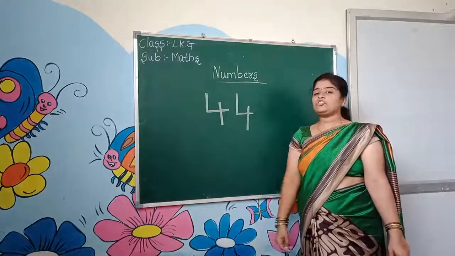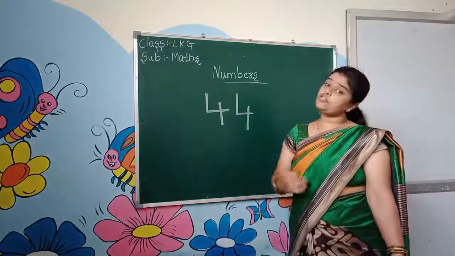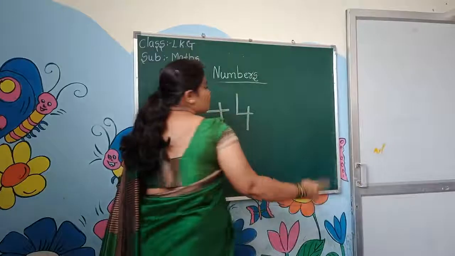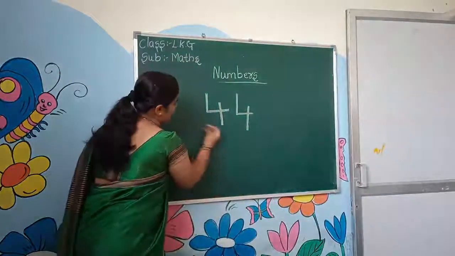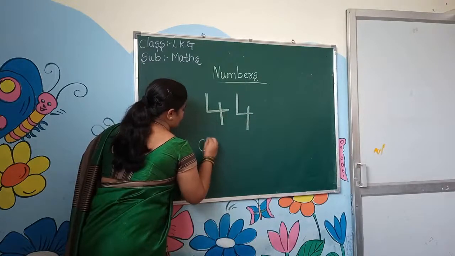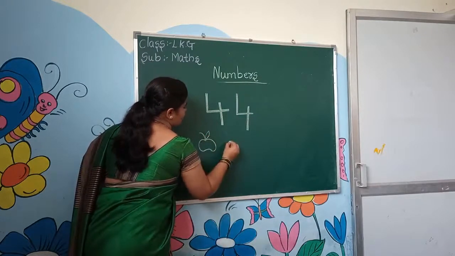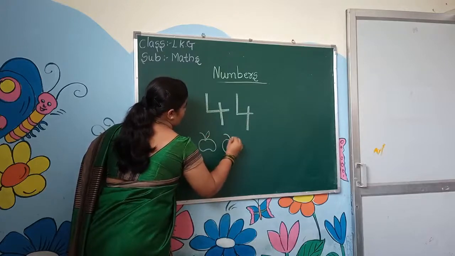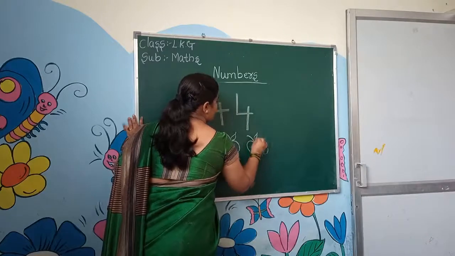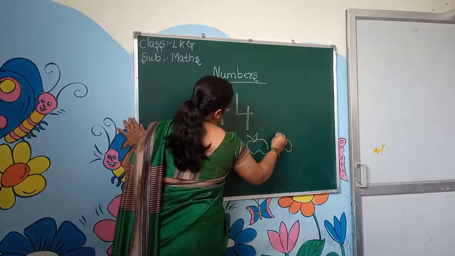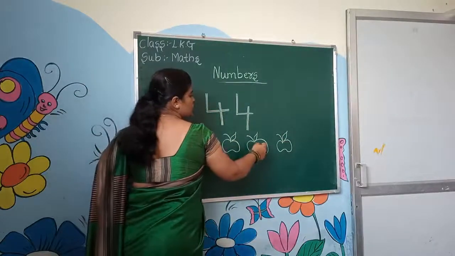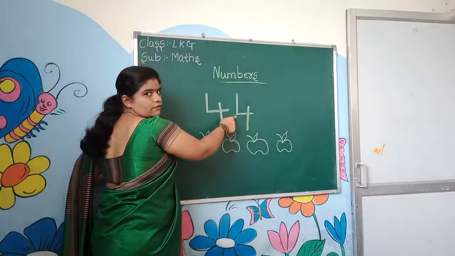Then how many pictures do we have to draw here? Very good, we have to draw here 4 pictures. For example, I am drawing here an apple. Children, count 1, 2, 3, 4.